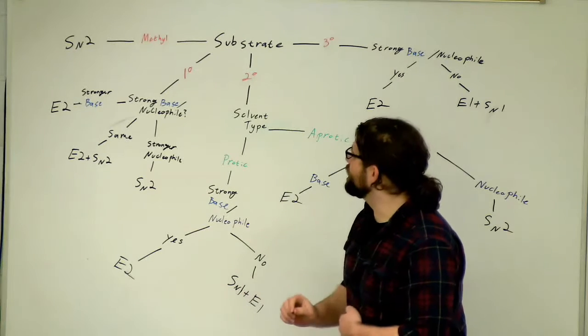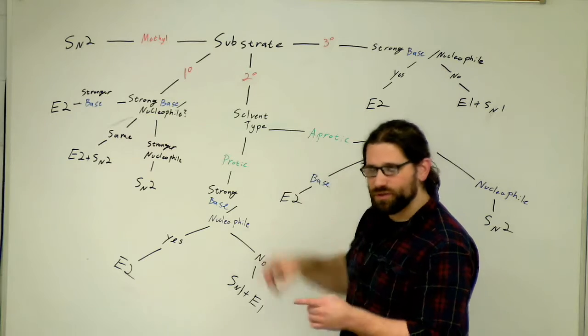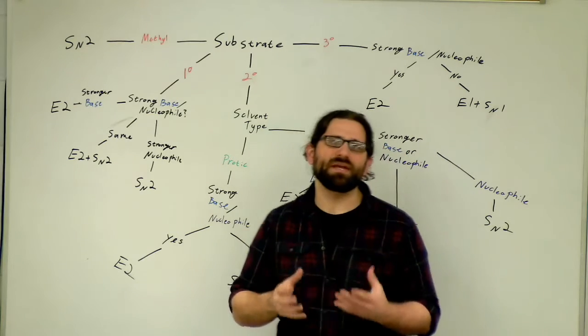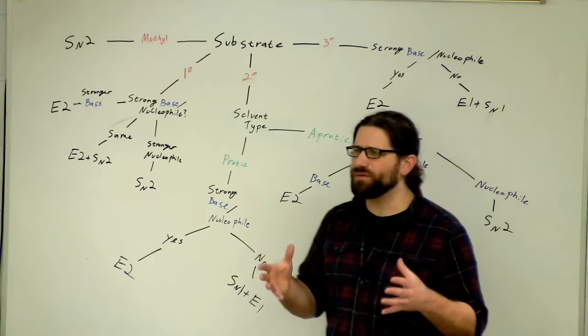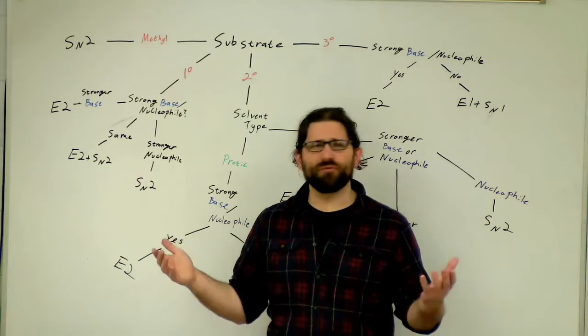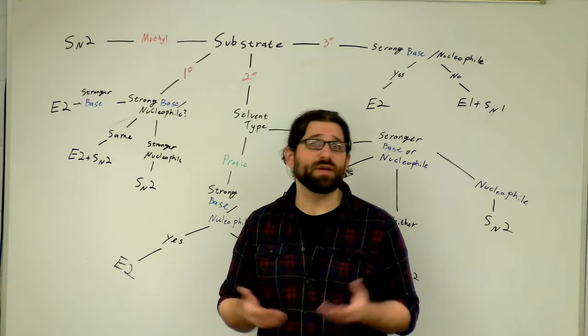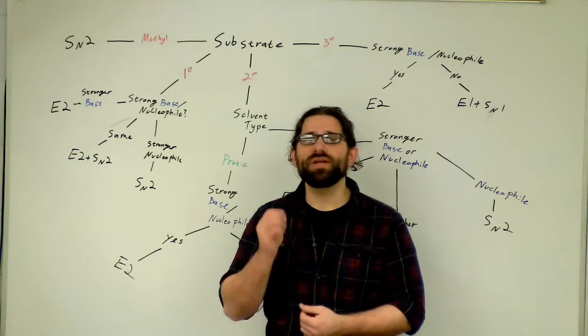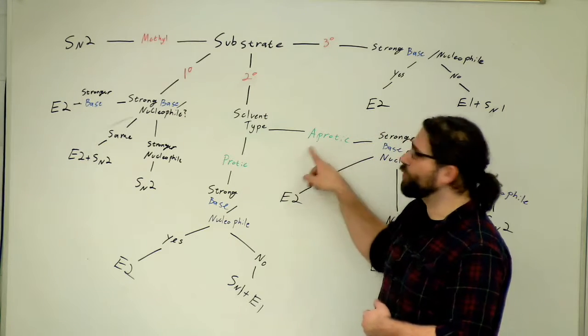But the next thing we need to understand is the solvent type. So you see, these reactions are going to be happening in a solution. And we need to look at what kind of solvent that solution is made of. Often we'll have water, but we might have a solution of methanol or dichloromethane or acetone. So we need to be able to classify those solvents as protic or aprotic.